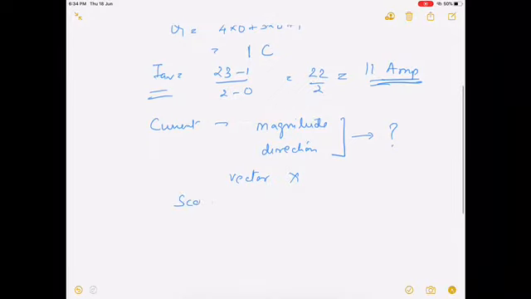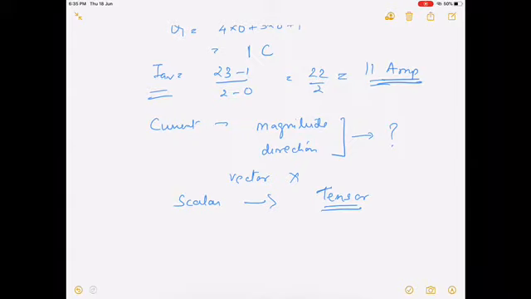This is wrong. Current is not a vector quantity, and it is not exactly a scalar either; more precisely, it is a tensor quantity. This tensor quantity you will study in higher classes, that is, in graduation, not in BTech, but they teach it in graduation classes.